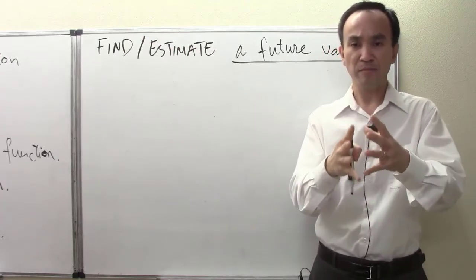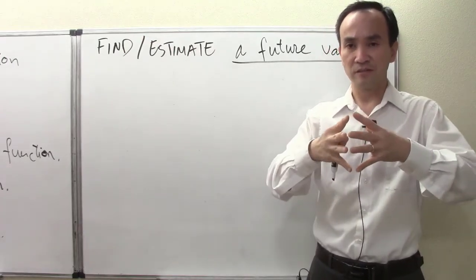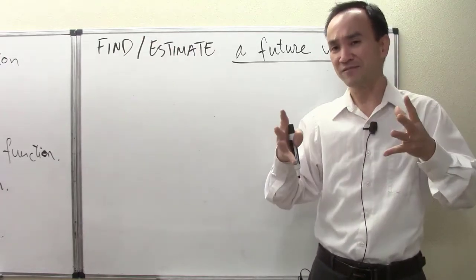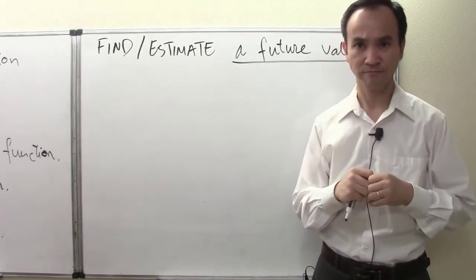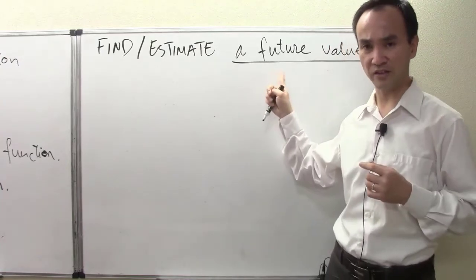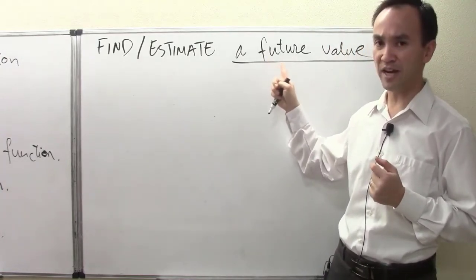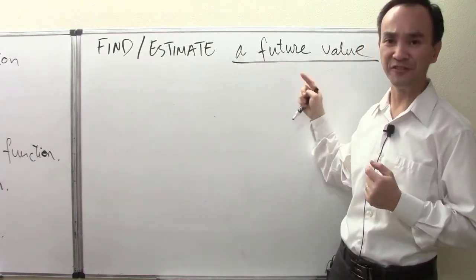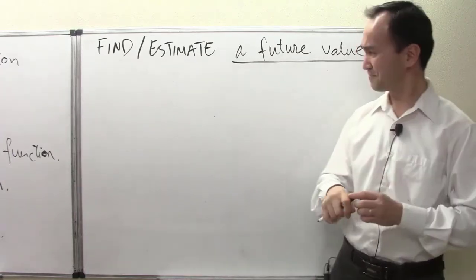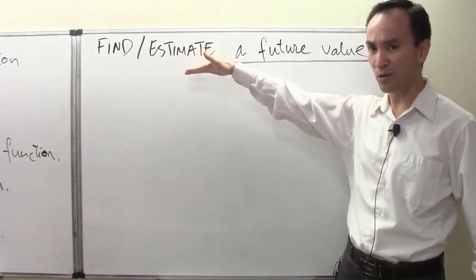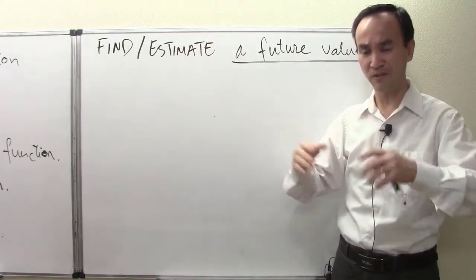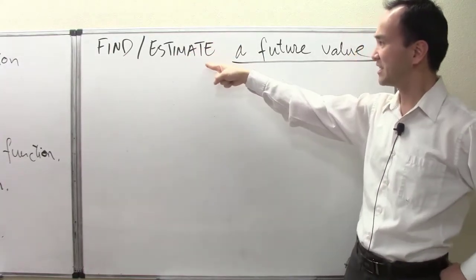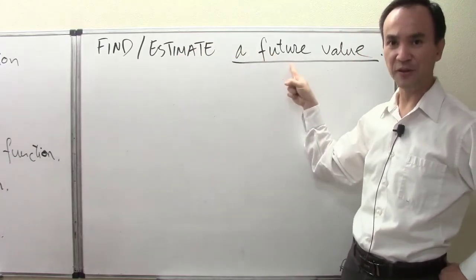How big is the population of that country in Utopia 20 years from now? That's what I generally meant by a future value right there. All right. And so this is one of the scenarios, and this should be the most natural one once we have come up with the modeling function. We want to find or estimate a future value.